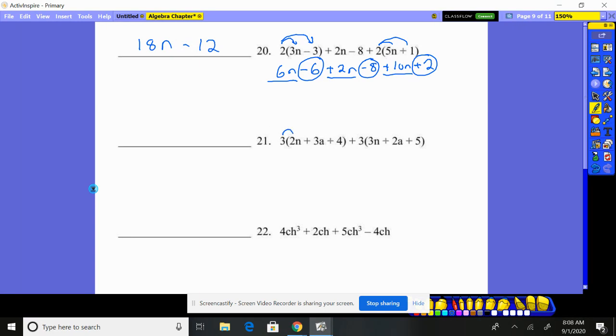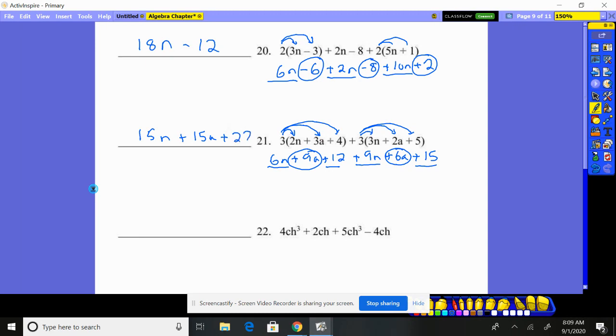Number 21. The 3 has to be distributed. Notice this. It has to be distributed 3 times through. And this guy's going to get distributed through also 3 times. So 3 times 2n, 6n. 3 times the 3a, 9a. 3 times the 4 is the number 12. Distribute 3 through now. That's going to be 9n. 3 times 2a, 6a. And 3 times 5, 15. So we have n's, we have a's, and we have numbers. So 6n plus 9n, 15n. 9a plus 6a, 15a. And finally, 12 and 15 is 27 for the number. Okay.